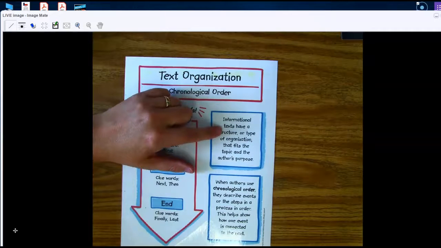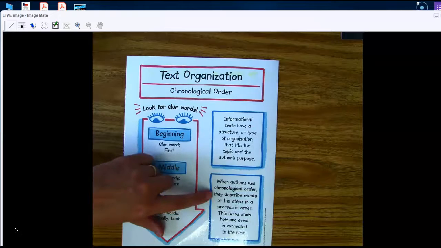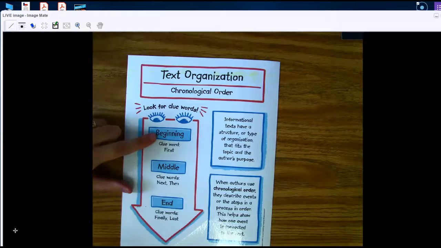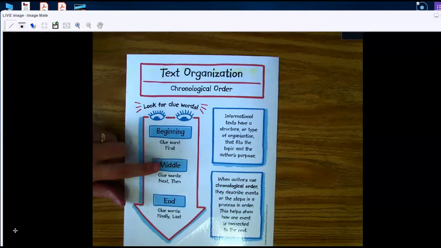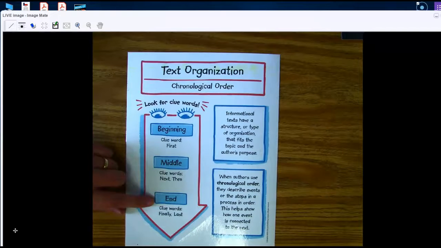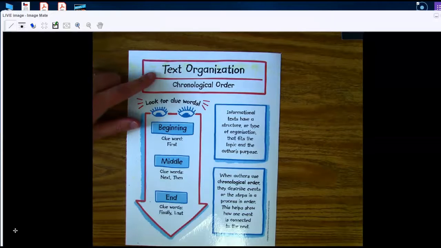Informational text, remember, this is an informational text that teaches us how to read a story, have a structure or type of organization that fits the topic and the author's purpose. When we use chronological order, we describe events in steps. Do they tell us steps in this story? Yes, that's why they call procedural text, because they give us steps in the story. So we have a beginning, a clue word might be first. Then we have a middle, a clue word might be next or then. Then we have end words that tell us they're at the last step, like finally or last. So we're going to look for some of these words and some of this organization in How to Read a Story in chronological order. So, open up your story.